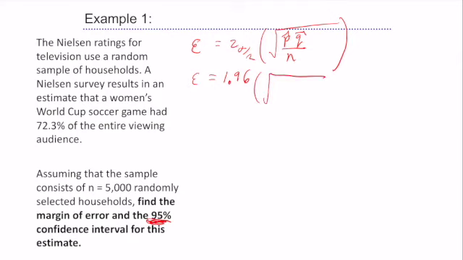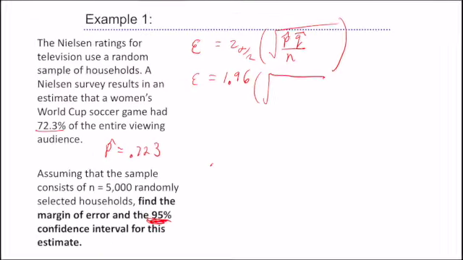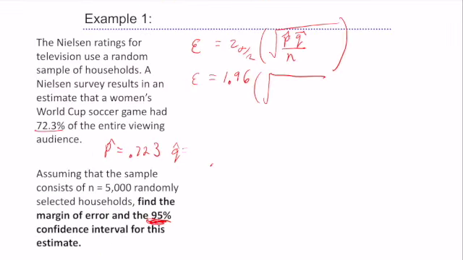Now when it comes to P hat and Q hat, right, we're going to want to write P hat as a decimal. So in this case, P hat is 0.723. And my Q hat is 1 minus 0.723, which is going to be 0.277.